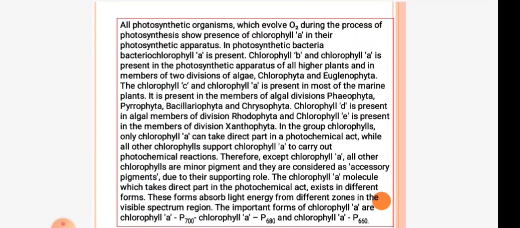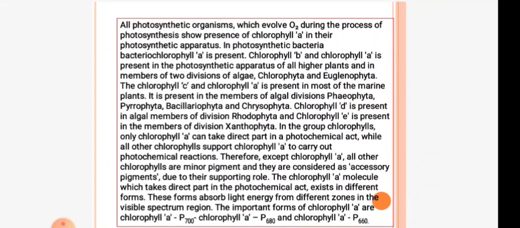All photosynthetic organisms which evolve O2 during the process of photosynthesis show the presence of chlorophyll A in their photosynthetic apparatus. In photosynthetic bacteria, bacteriochlorophyll A is present. Chlorophyll B and chlorophyll A are present in the photosynthetic apparatus of higher plants. And in the members of two divisions of algae, chlorophyta and euglenophyta, chlorophyll A and chlorophyll B are present.